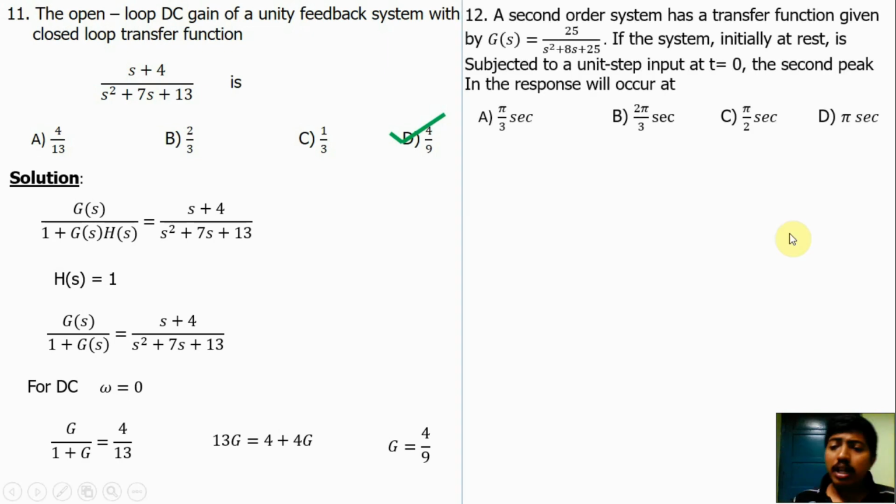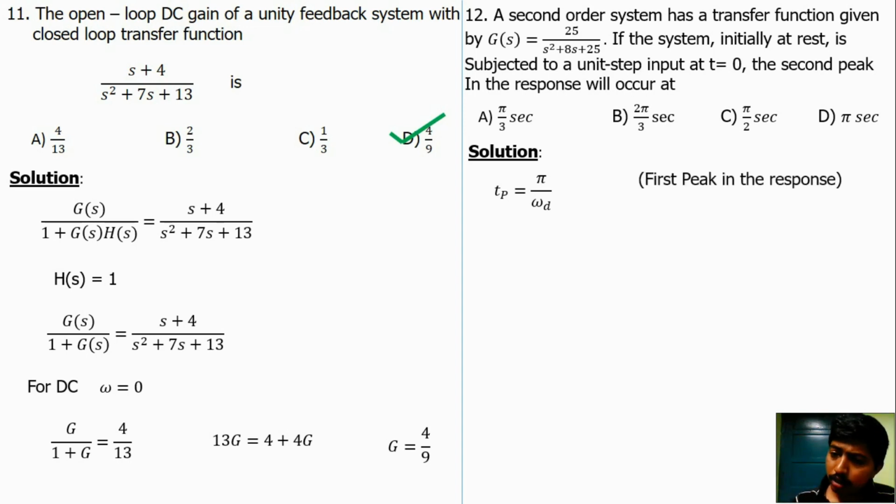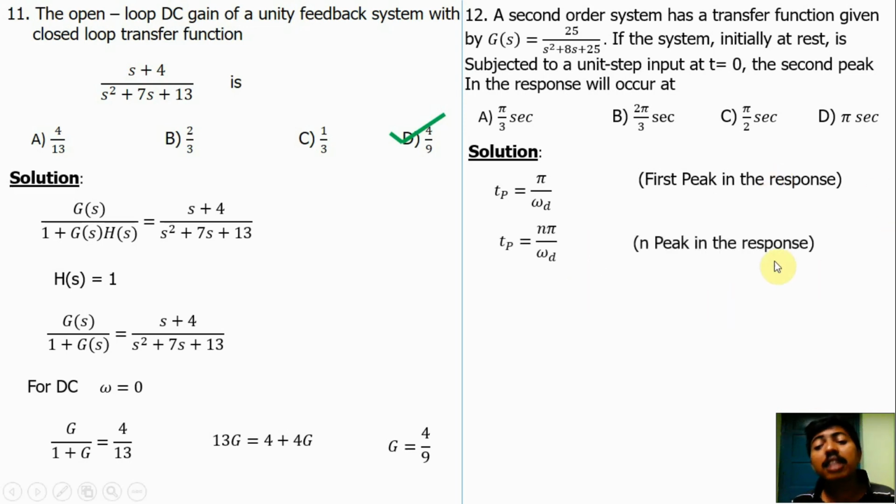Next question. The objective of the question is to find the second peak response. When will the second peak occur? Peak time, second peak time. The transfer function is given. We know the formula for the peak time, pi by omega d. This is the first peak, the time taken to reach the first peak. For the nth peak, Tp is equal to n pi by omega d. For the second peak, Tp is equal to 2 pi by omega d. If you know the omega d value, we can find this value.